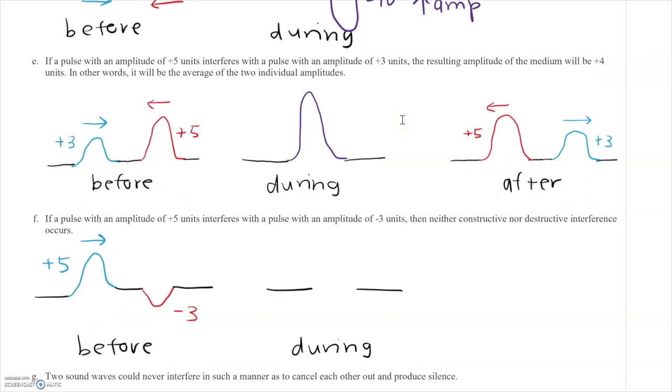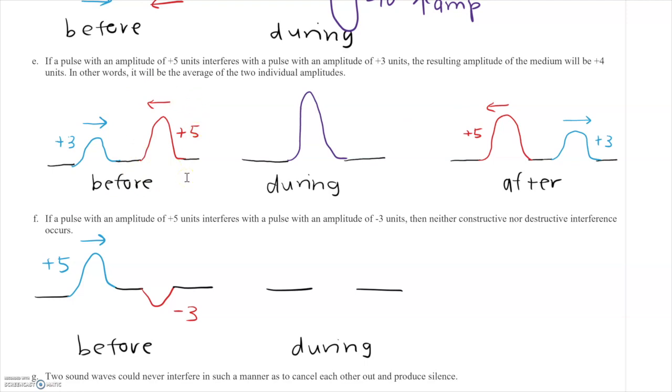E, if a pulse with an amplitude of +5 units interferes with a pulse with an amplitude of +3 units, the resulting amplitude of the medium will be +4 units. In other words, it will be the average of the two individual amplitudes. So I've drawn this out for you. One has the amplitude of +3, the other wave has an amplitude of +5.